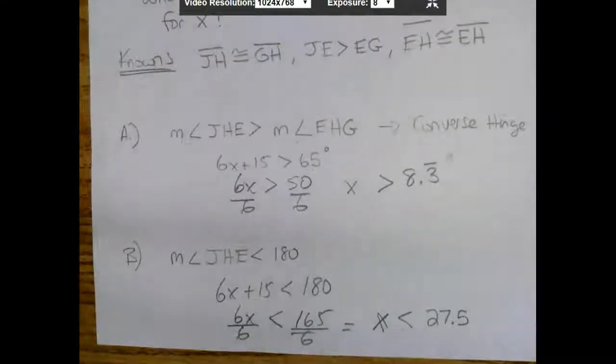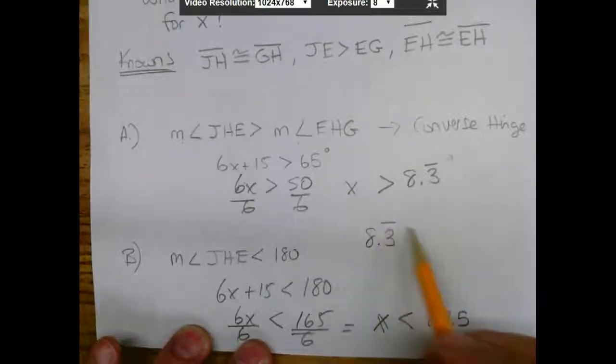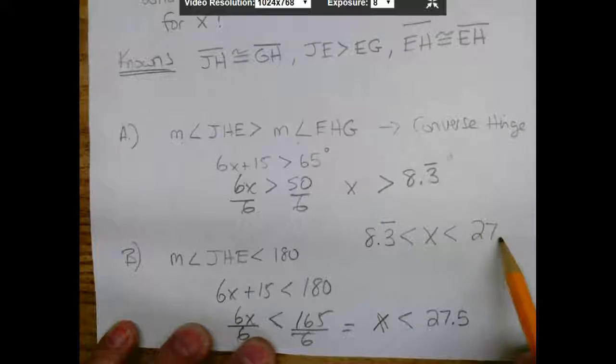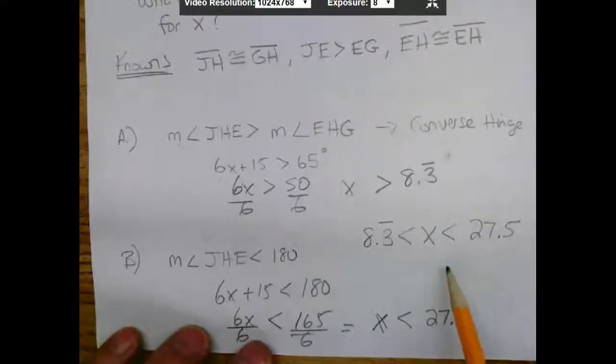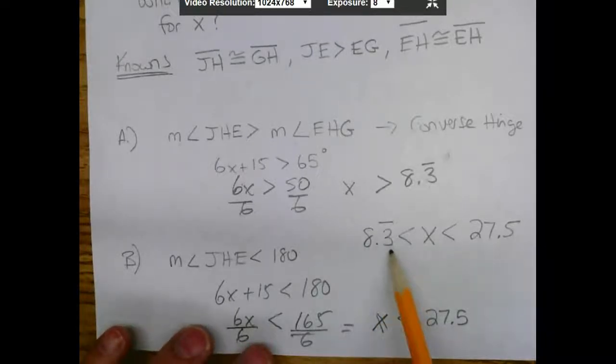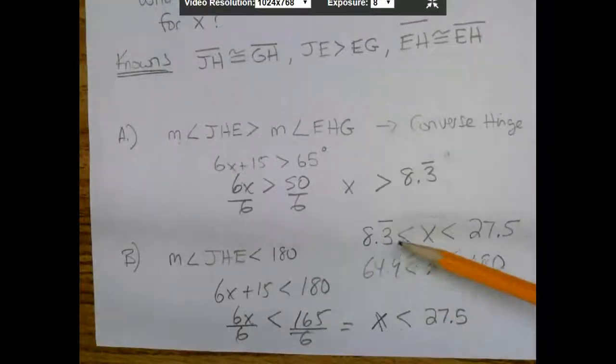So if we want to figure out the range, x is greater than 8.3 repeating, and x is less than 27.5. We could then plug that into the equation to see what our range is. So we take 8.3 times 6, plus 15. When we plug in that 8.33 repeating, you get 64.9. So the angle at least has to be 65, and then it has to be less than 180 when we plug in the 27.5. That's kind of how you use algebra and the hinge theorem.